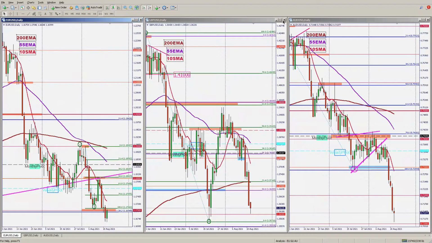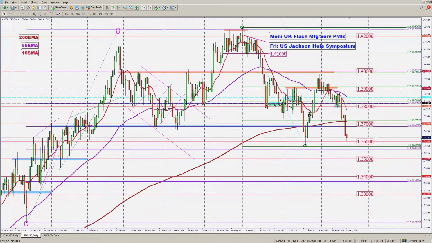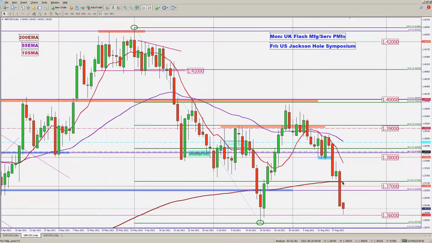Okay, let's move on to the cable. And similarly, a strong bearish move down that started on Tuesday as well. And then on Thursday, it fell through the key 200 moving average, and right to the 136, just a couple of pips above that, right to where the previous swing lows were.